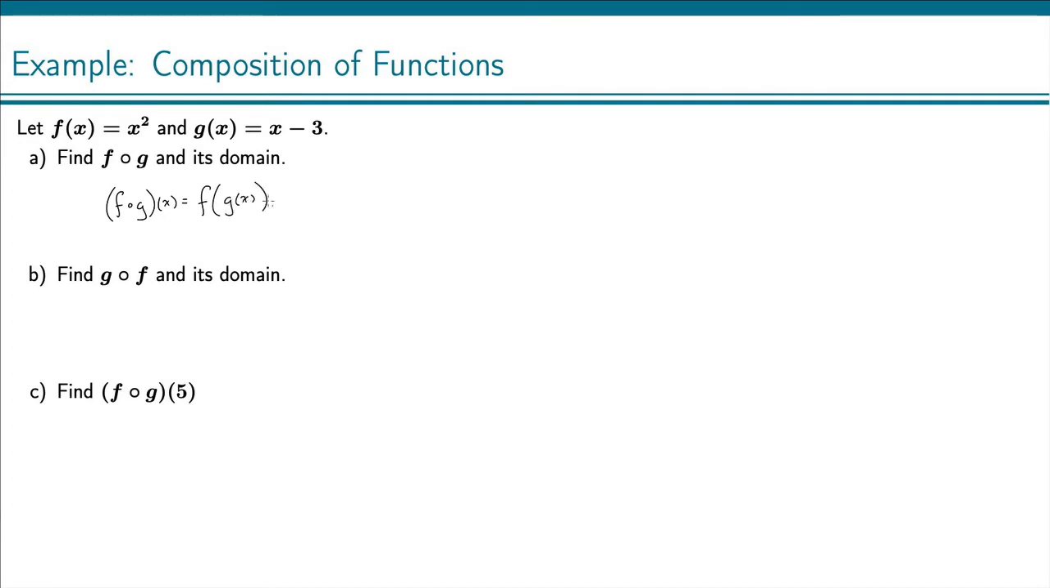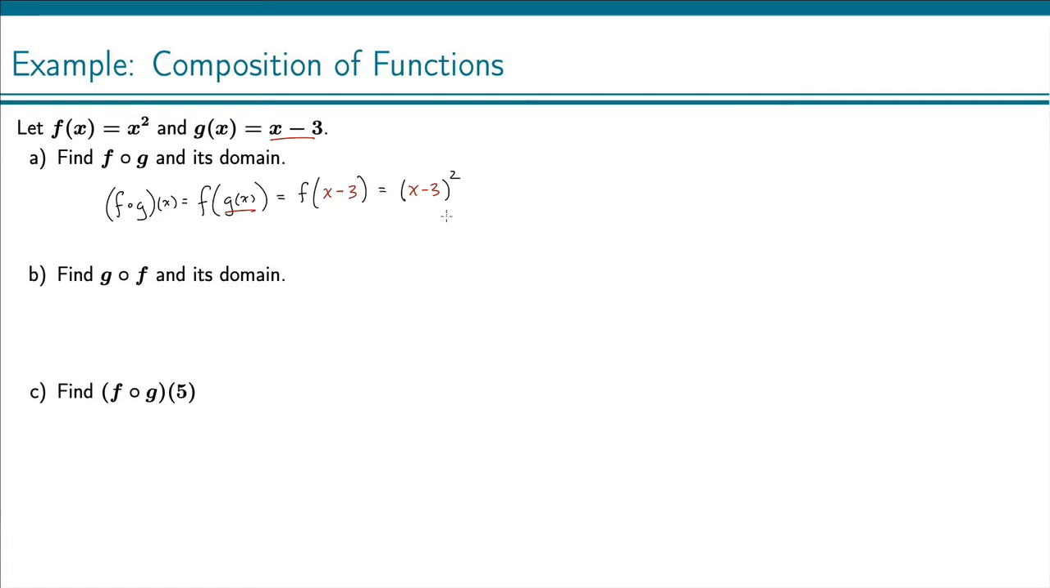So the first thing I'm going to do is just plug in this g of x right here. So I've got f of, and g of x is x minus 3, so x minus 3. And now I'm doing f of that thing, and f is x squared. And so I take my input, which was x minus 3, and I square that. And so this is my f composed with g.